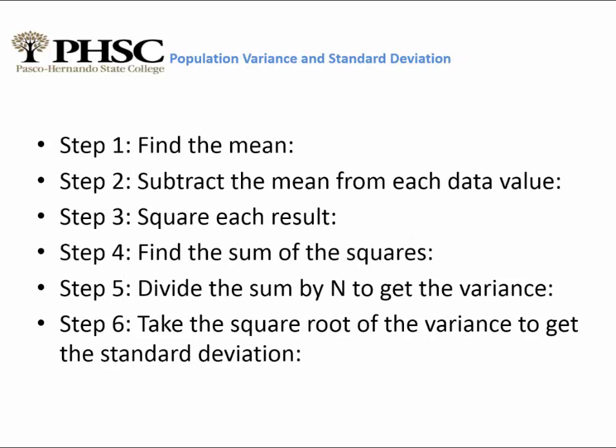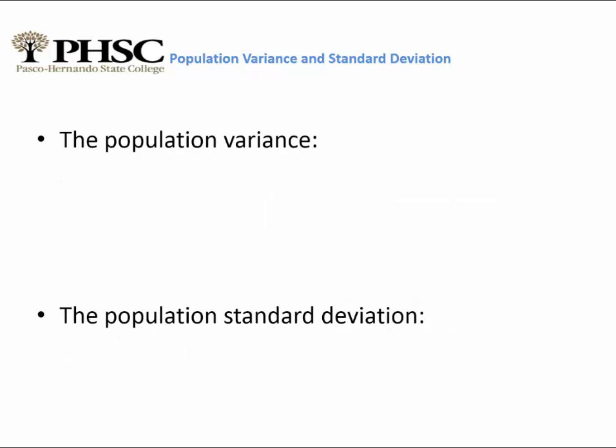The first thing is you have to find the mean. The next thing is you subtract the mean from each data value, and then you square each result. Then you find the sum of the squares. Then you divide the sum by n to get the variance, and then you take the square root of the variance to get the standard deviation. That sounds like a lot of steps, so I'm going to show you the formulas, and I'm going to show you how to find this using Excel.